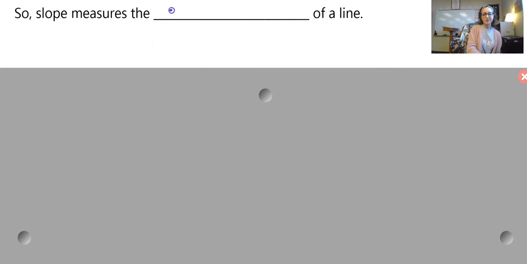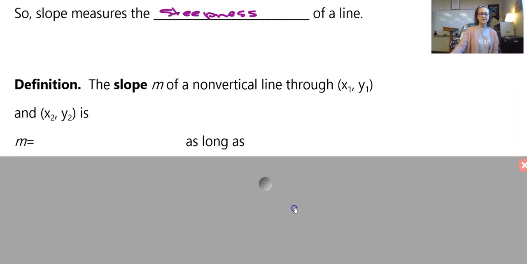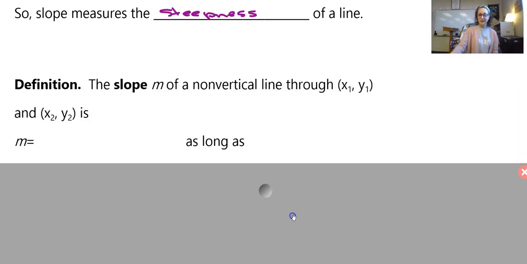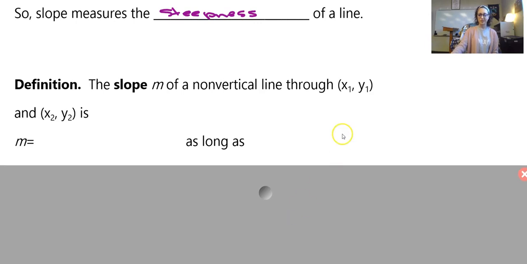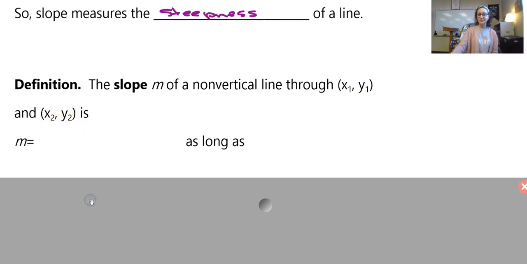So slope measures the steepness of a line. In other words, how fast are we going down that slope, right? And this is in general, how fast is our function changing? So let's write the definition. The slope, m, of a non-vertical line through 2 points, and we'll call them (x1, y1) and (x2, y2), is defined as rise over run, right?